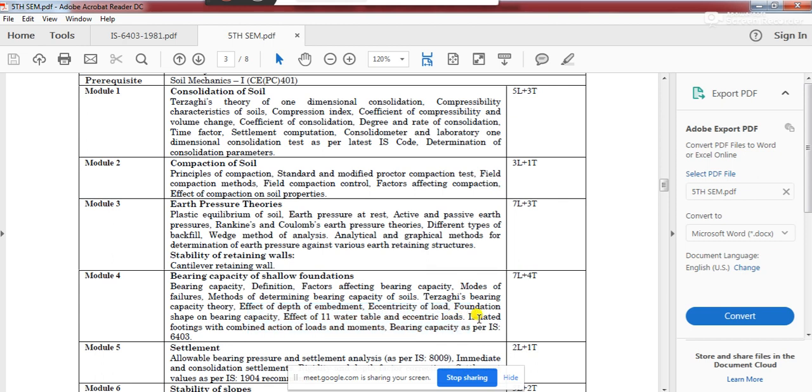You remember combined action of loads and moments we have discussed, where when there is a point load and a horizontal load, some moment gets created on the footing, and because of that moment there will be some eccentricity. We can find the eccentricity by dividing the moment by the vertical load. Then we compute the effective length and breadth, and using the effective length and breadth we calculate the bearing capacity equation.